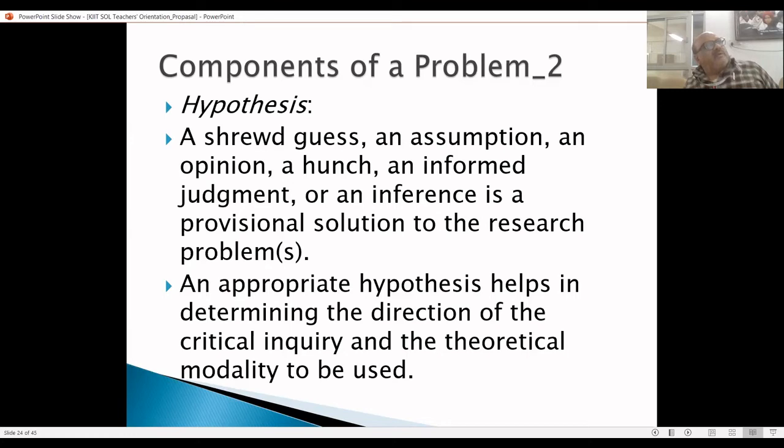And a good hypothesis not only determines the direction of the critical inquiry, but it also justifies the aptness of the theoretical framework that you have decided or that you will be deciding.